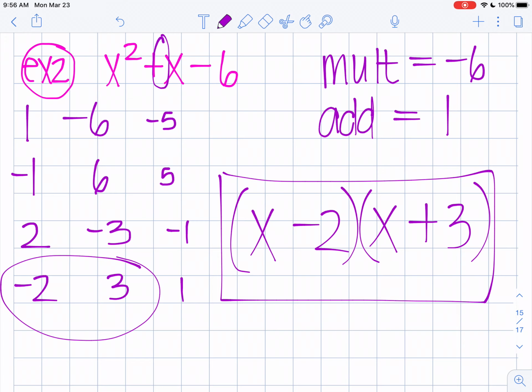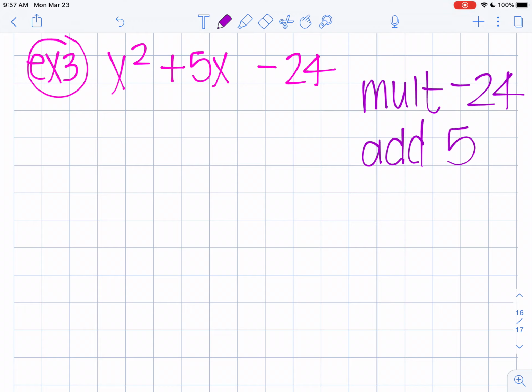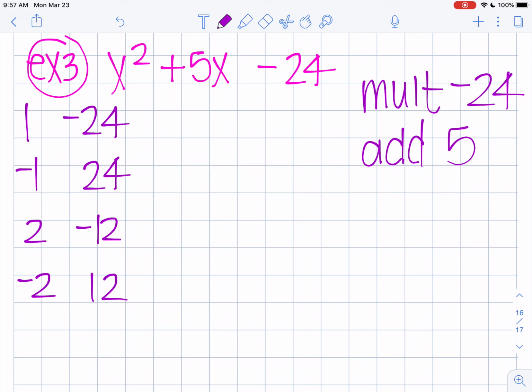Let's try one more. A little bit trickier. So here, I want to multiply to equal negative 24, and I want to add together to equal 5. So we have to write out all the factors of negative 24. I get positive 1 and negative 24, negative 1 and positive 24. I have 2 times negative 12 and negative 2 times positive 12. I have positive 3 times negative 8 and a negative 3 times a positive 8. I have a positive 4 times a negative 6 and a negative 4 times a positive 6.